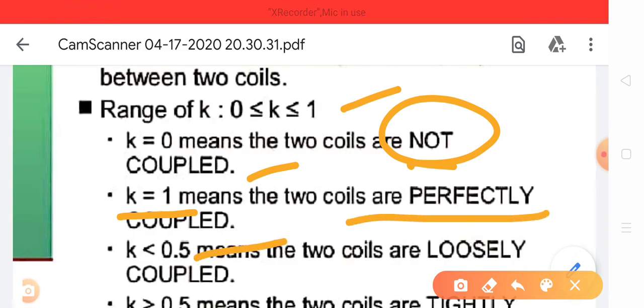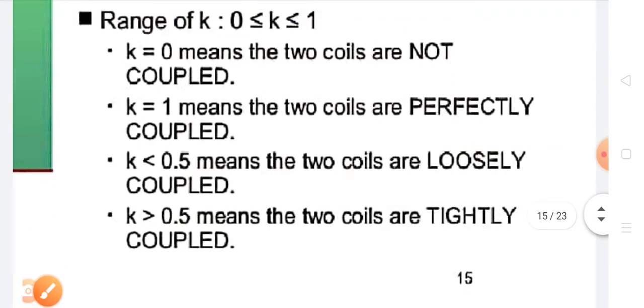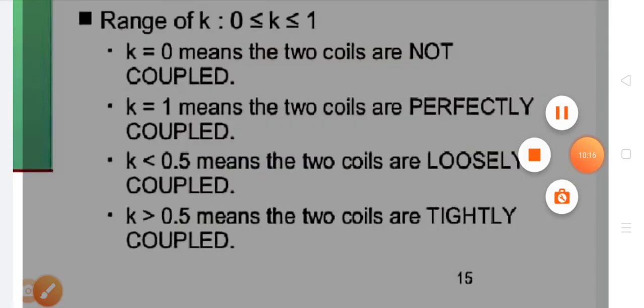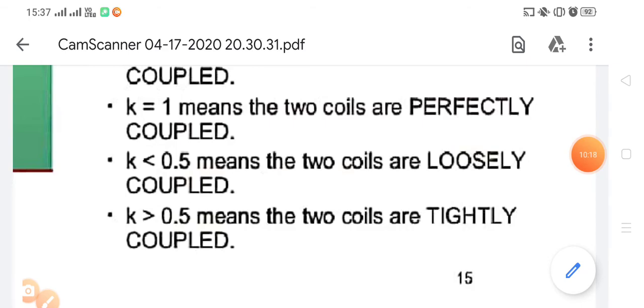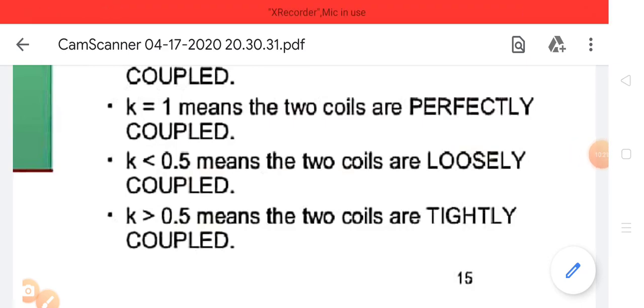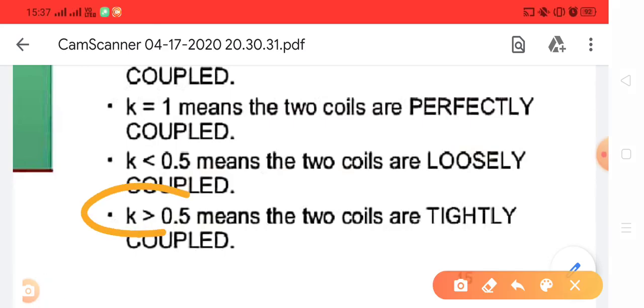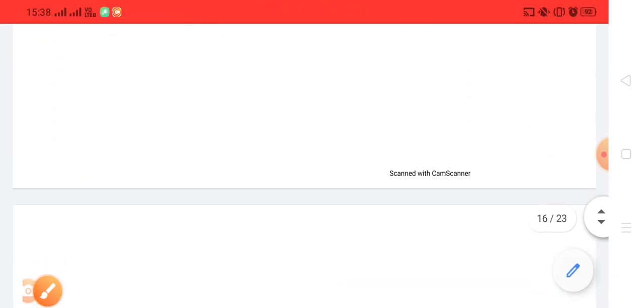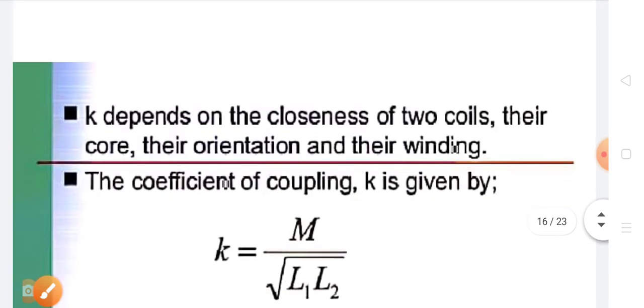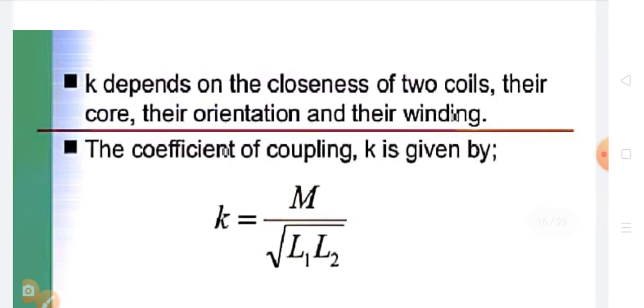If k is less than 0.5, the two coils are loosely coupled. If it is greater than 0.5, they are tightly coupled. So based upon this coefficient of coupling, or coupling coefficient, you can say whether the two coils are coupled or not.